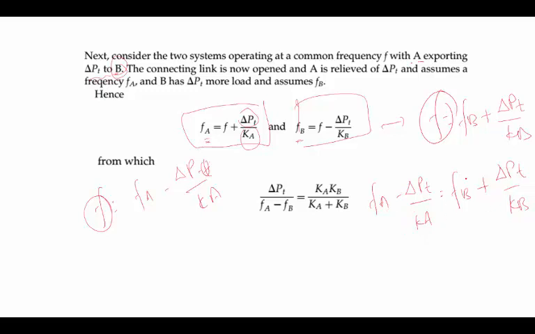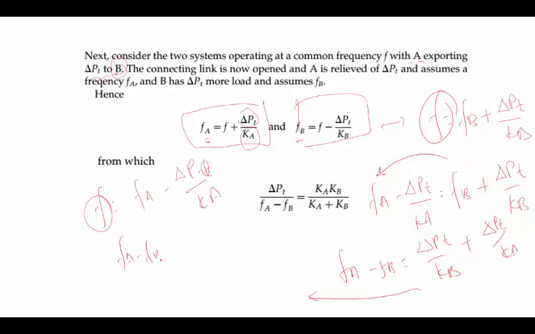Okay, so you need to rearrange these things. So FA and FB you can bring to here. So FA minus FB equals delta PT over KB plus delta PT over KA. So this one is common, right? So basically you can rearrange. So you rearrange that, you get what?